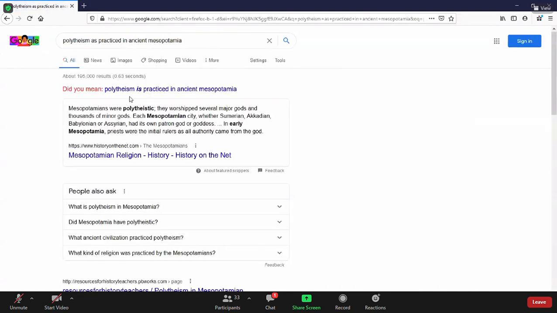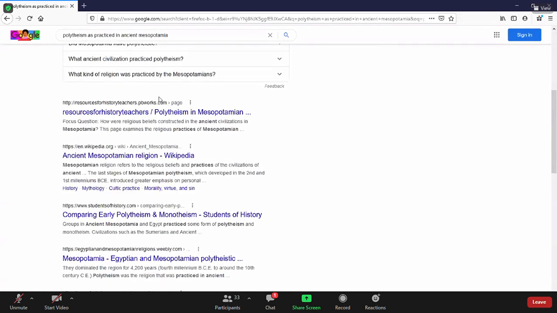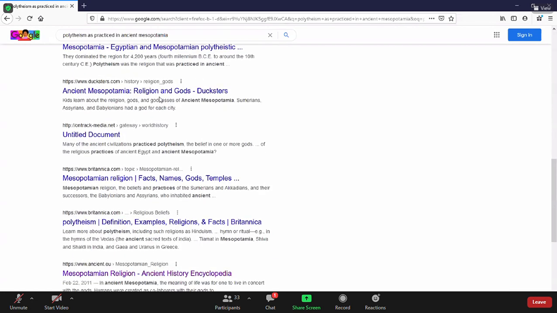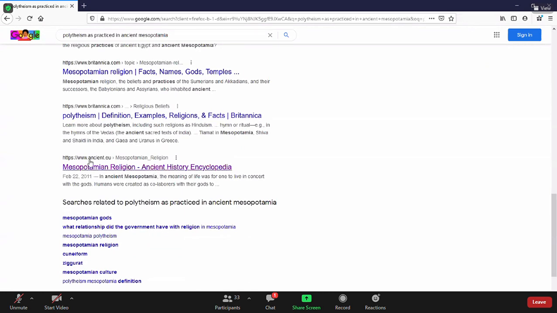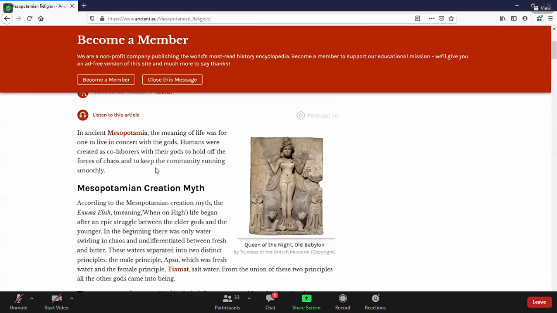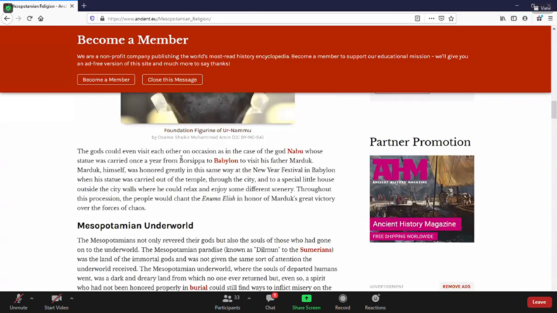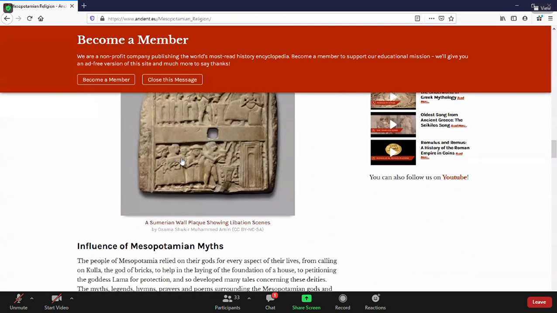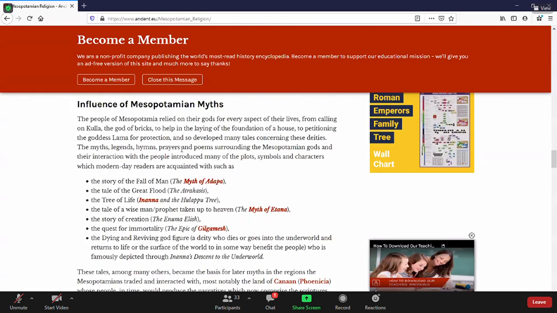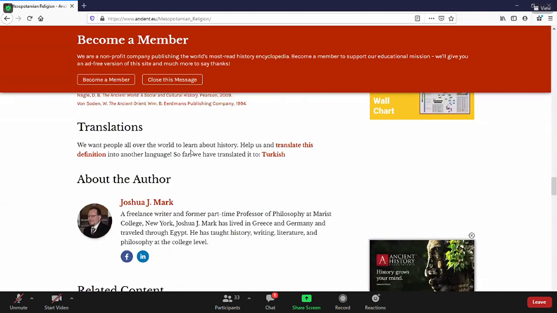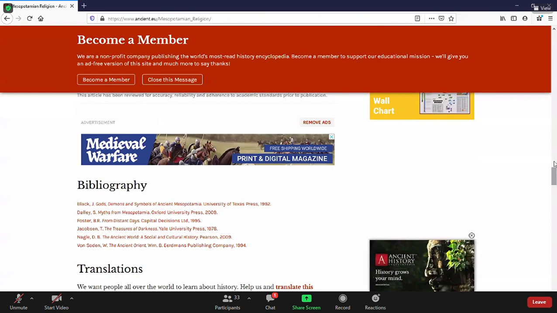So we want to find out how polytheism is practiced, or was practiced, in ancient Mesopotamia. Again, you come back to this one, Mesopotamian religion. You come here again, and look at it, it's here. Everything is here. So you can come back here and do your research. You don't have to go into every detail, but give me some details. Right? And then when you finish, define it.